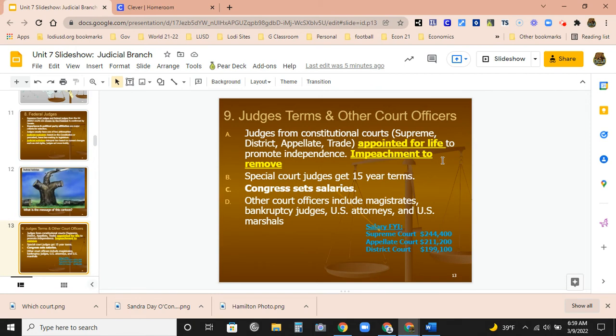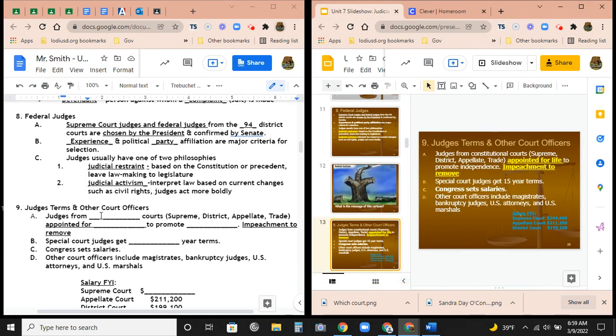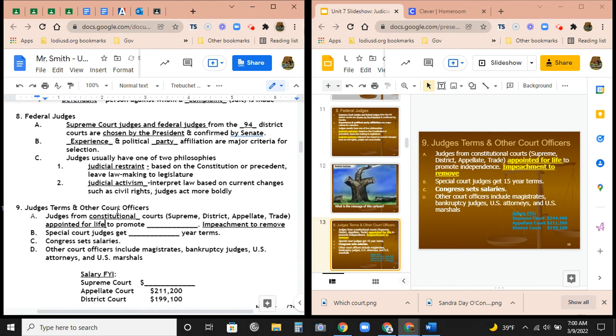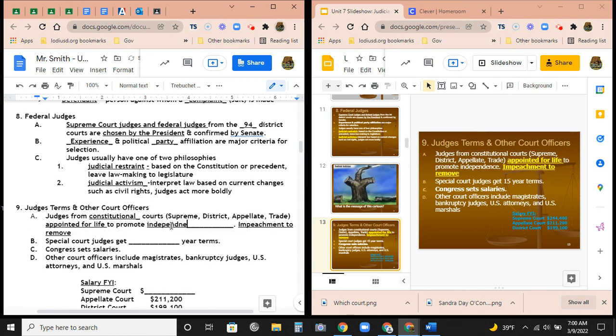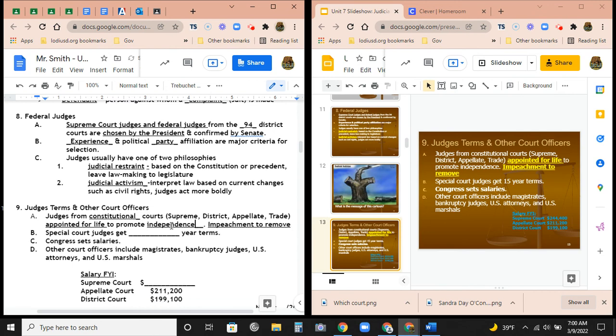As you see, the Supreme Court makes almost a quarter of a million, the appellate courts over 200, and district courts around $200,000. So that's pretty good living. Let's write that in. Remember, it's a lifetime appointment though. So once you get that job, you're getting that job forever as long as you don't commit a crime. And the reason, independence. I think you can do pretty well on $244,000.